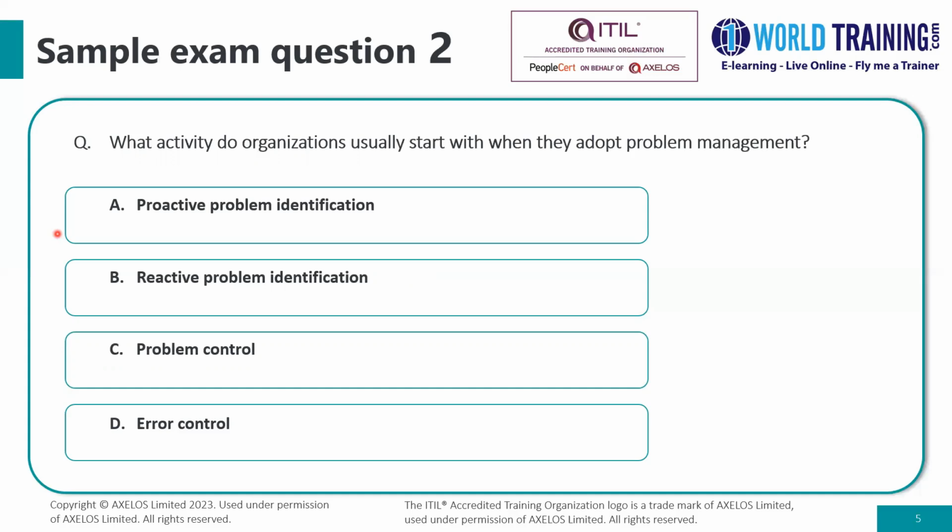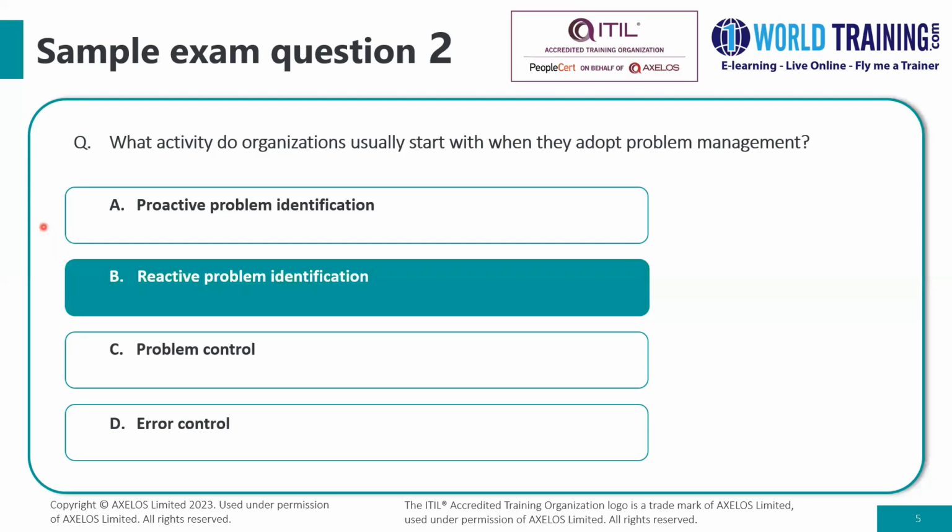with reactive problem identification based on repeating and major incidents to the minimum, and only afterwards they can move on to the proactive problem identification. Whereas problem control and error control occur much later because both of them depend on the problem identification. And problem control requires the problem records as an input. Error control also requires the problem records as an input. So B would be correct.